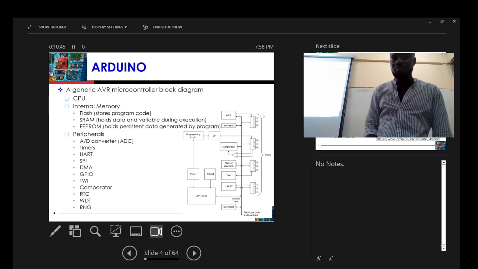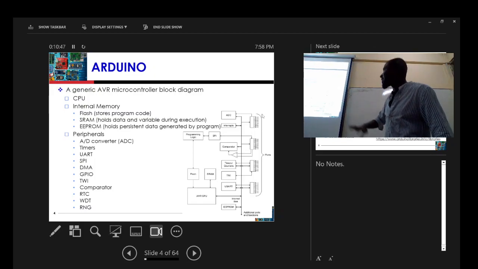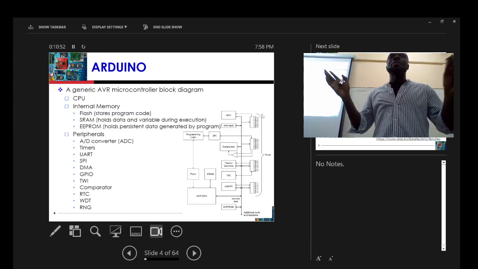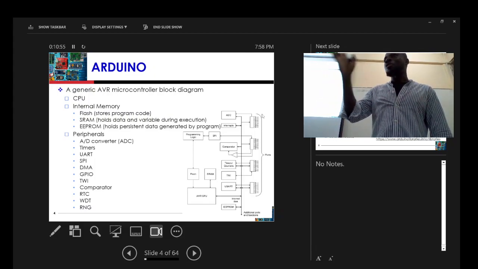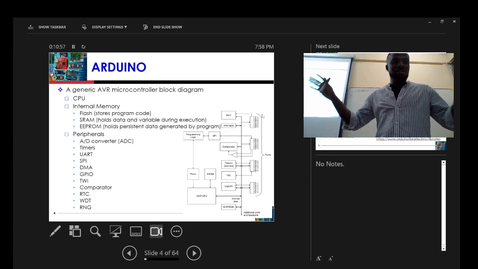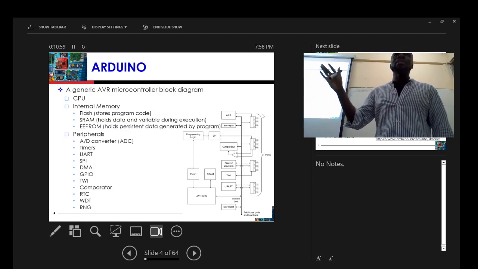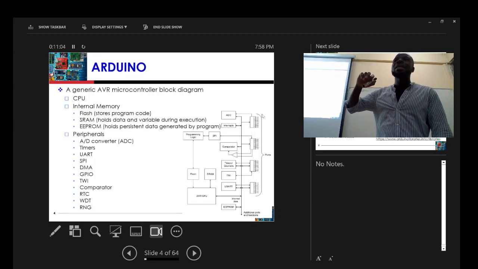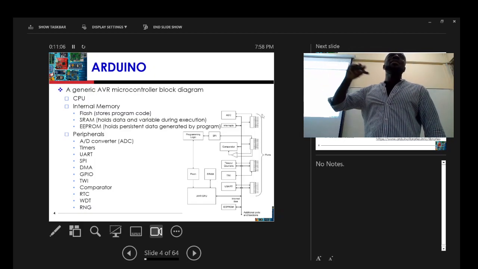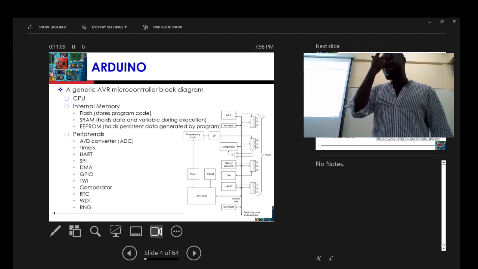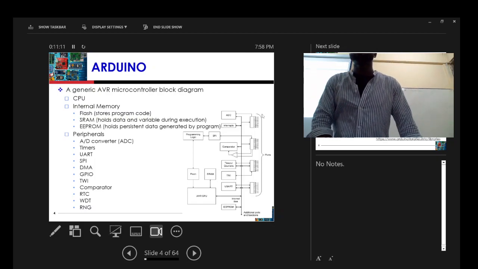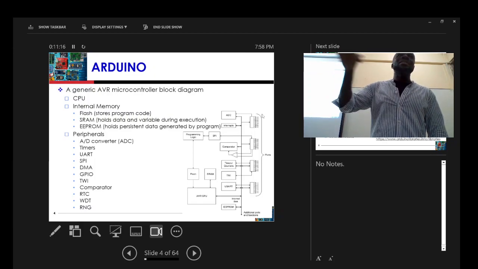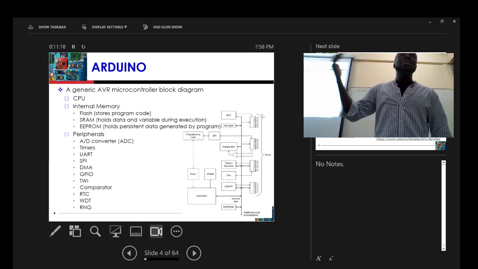Okay. Now, this is the general architecture of every microcontroller. But first of all, there are some terms you need to know, right? There's a term like microcontroller, a term like microprocessor, a term like computing system, a term like embedded system. You guys must know all these differences. Do you know the differences?